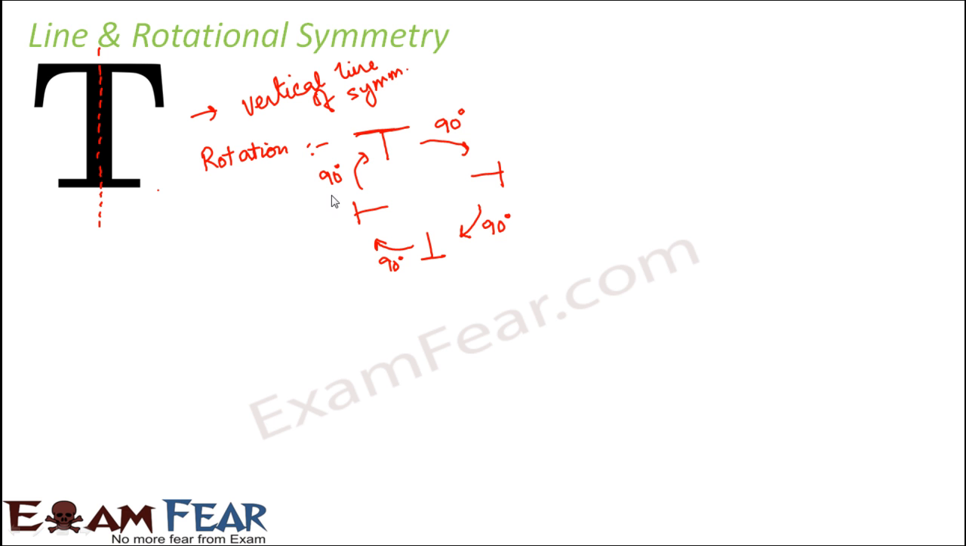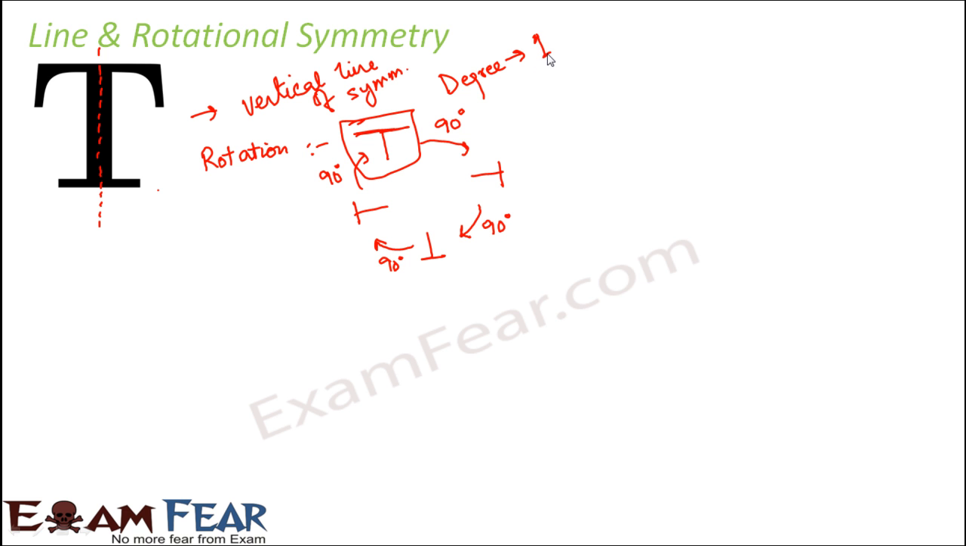So what do we see? That in one complete rotation between 0 degree and 360 degree, how many identical positions exist? Only one identical position. So there is no other position which is exactly identical to the original position. So if you talk about its order of rotational symmetry, the order is 1.